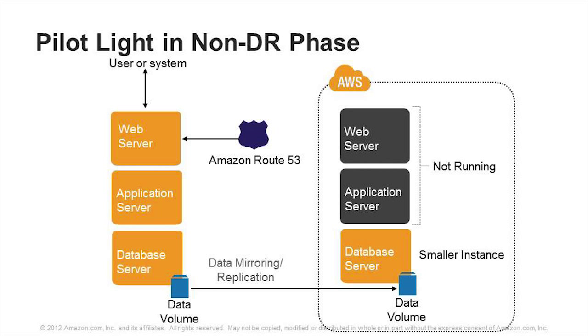This page shows you the normal operating conditions. On the left, we have the on-premise application stack. We have a database server, an application server, and a web server. And two very important aspects of this diagram. We're either mirroring or replicating data from the local database server up to the cloud. Either way, we're maintaining a live, up-to-date data volume in the cloud. That's important point number one.